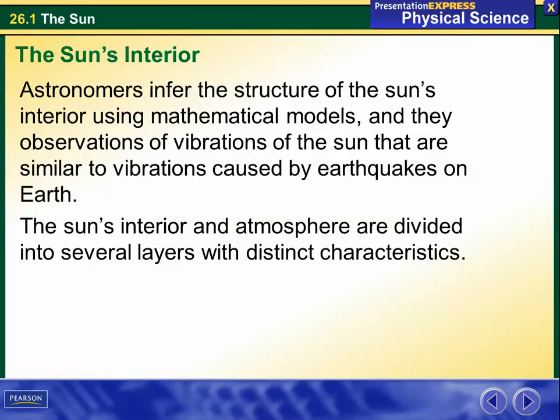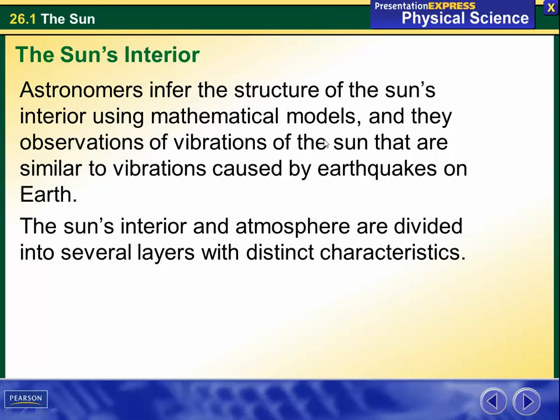Before we get into that, we got to think, well, how do we actually know what the inside of the sun looks like? Again, there's no instruments we can obviously send there. Astronomers have to infer, which is kind of estimate and use indirect evidence rather than just getting an actual clear picture of it to infer the structure of the sun's interior. Again, they use mathematical models.